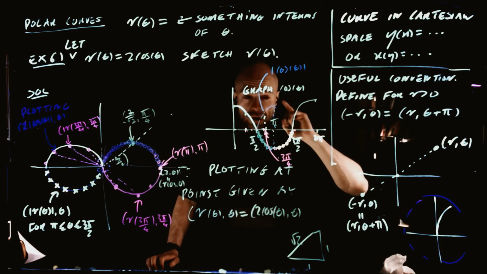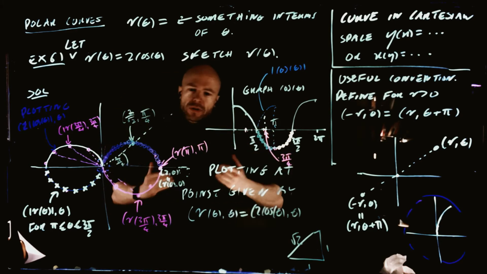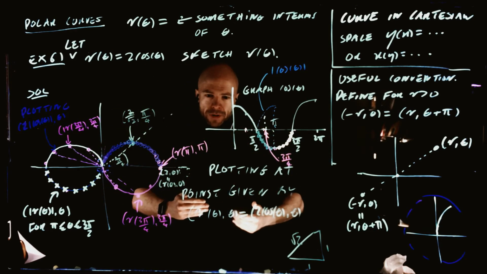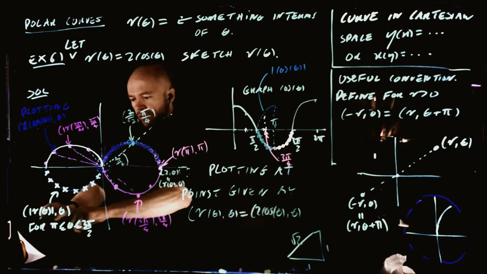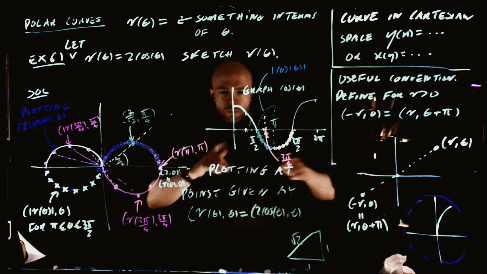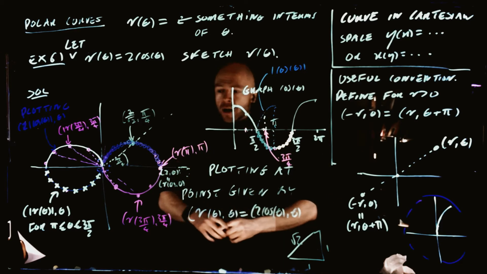But now, happily, we are in positive angles. We are in positive values of cosine, therefore positive radii. So we don't have to worry about sketching the absolute value of r of theta. We can just plot it directly without this. Cool.